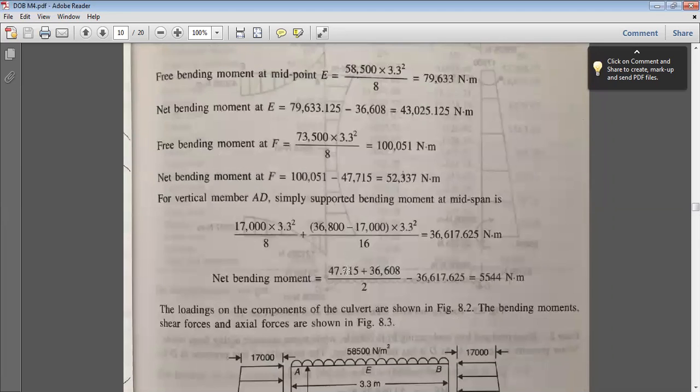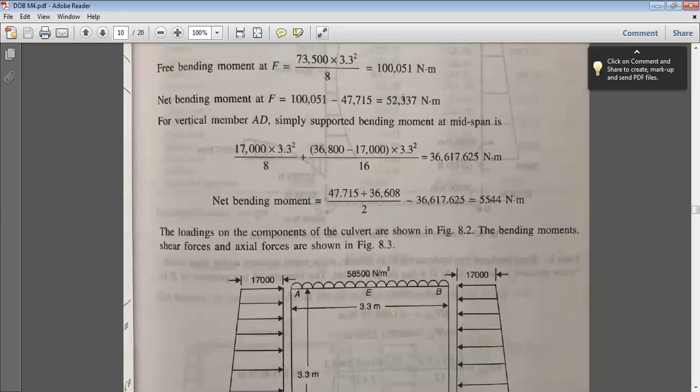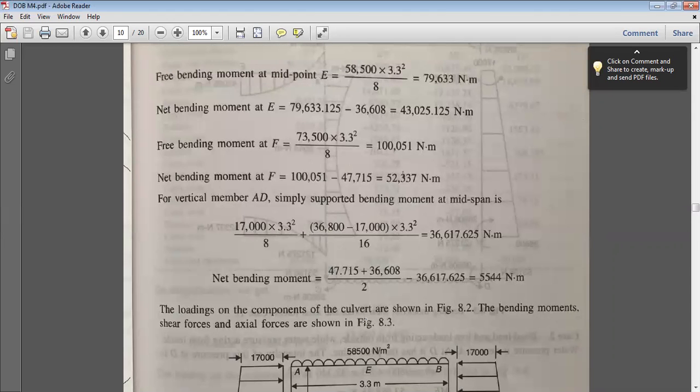Out of that, you have to deduct the moment which is at the support at A. So at A, it has gone to 36,000 something, and at B, it has come to 79,000. That means at E, the net bending moment at the bottom, how much you will get? 79 minus 63. If you do, you will get the net bending moment at E, 43,025 Newton.